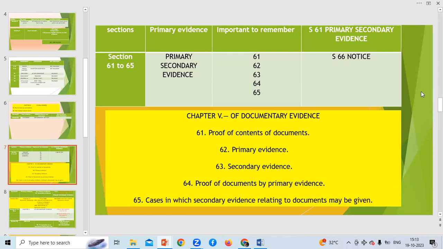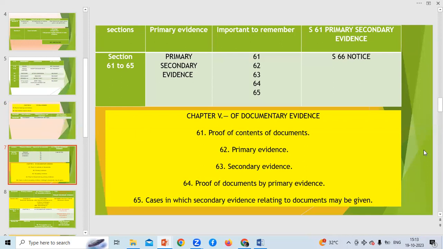Section 61 to 65 is about primary and secondary evidence. This is chapter 5, and the title of chapter 5 is documentary evidence. Chapter 4 is of oral evidence. So you just remember the chapters' titles. It is very important that we should know in which chapter what sections are there, and about the titles.